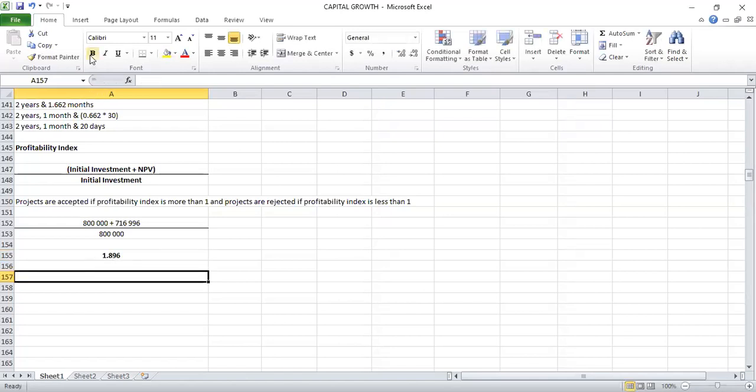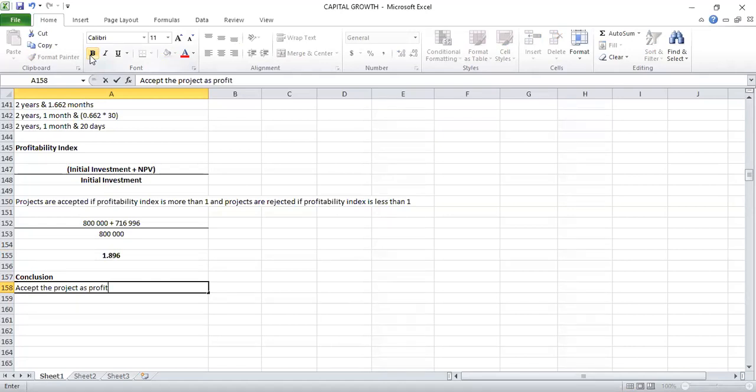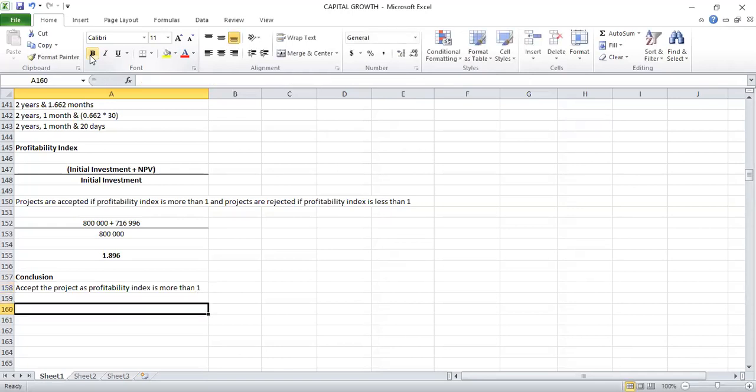So our conclusion would be: accept the project, as profitability index is more than 1. Right, but if you are dealing with mutually exclusive projects, that means more than 1 project, you would accept the project with the highest profitability index. Any questions?